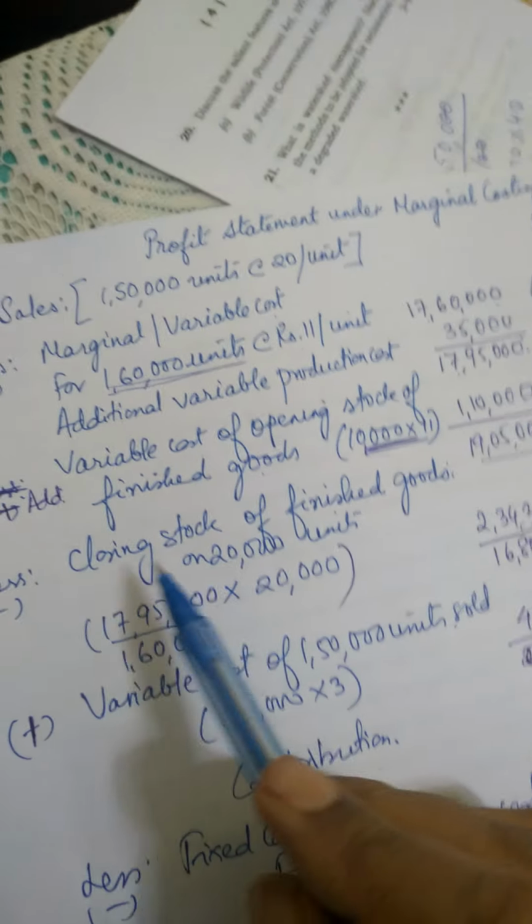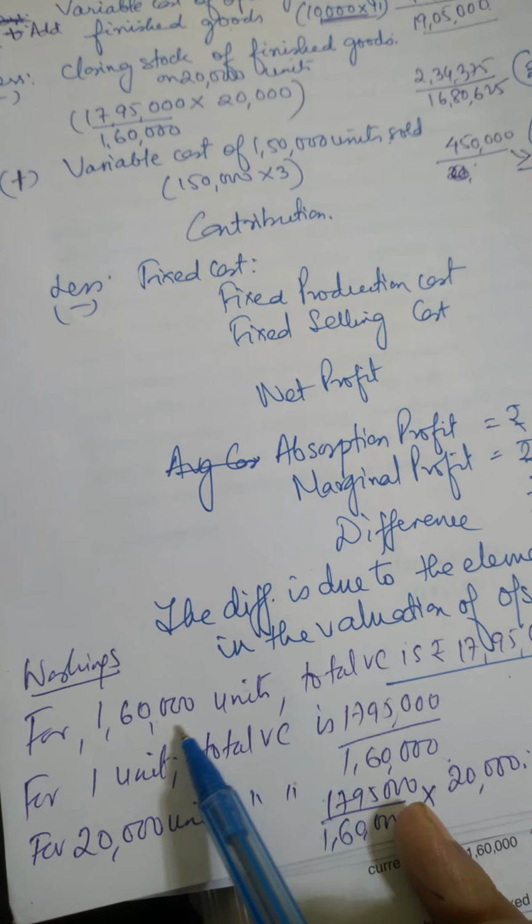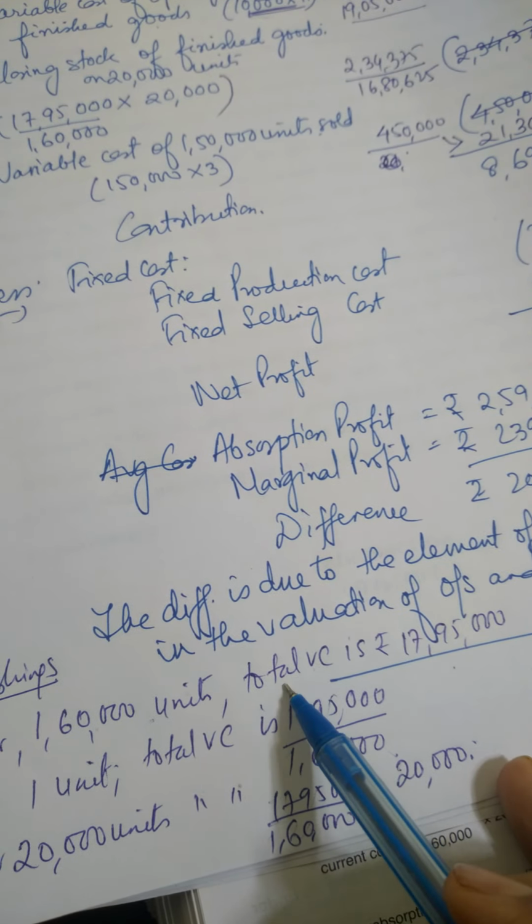Now what will you do? You will deduct the closing stock of finished goods. How will you do the calculation? Look here. For 1,60,000 units, total variable cost is how much?